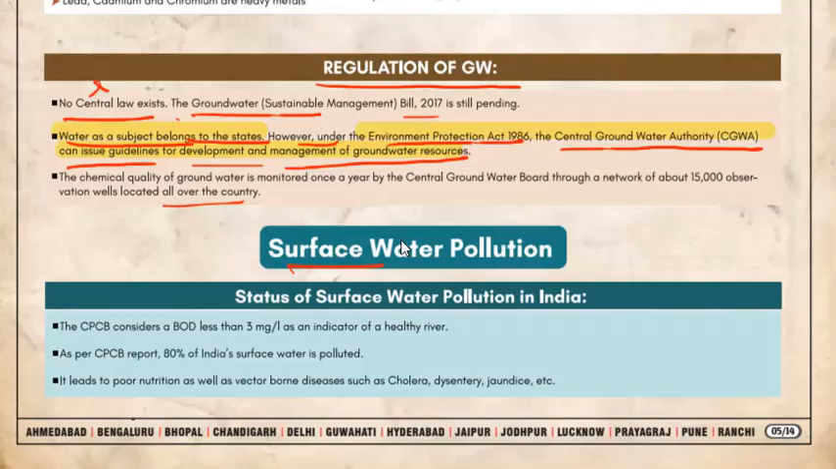Next, it is given about the surface water pollution, a status of the surface water pollution in India. The CPCB considers biological oxygen demand less than 3 milligram per liter as an indicator of healthy river. As per the CPCB report, 80% of India's surface water is polluted. This is a very huge amount. It leads to poor nutrition as well as vector-borne diseases such as cholera, dysentery, jaundice, etc.